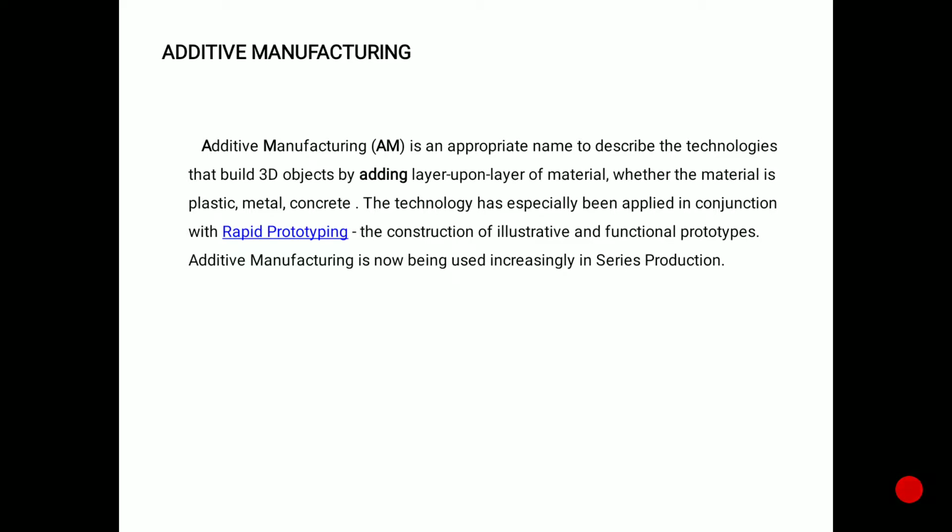The method which we are using here is additive manufacturing technology, which is AM, an appropriate name to describe the technologies that build 3D objects by adding layer by layer of materials. Whether the material is plastic, metal, or concrete, it can be anything. The technology has especially been applied in conjunction with rapid prototyping. Beyond the construction of illustrative and functional prototypes, additive manufacturing is now being used increasingly in serious production.